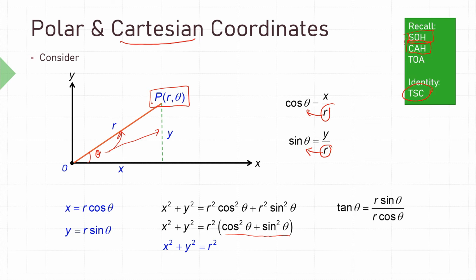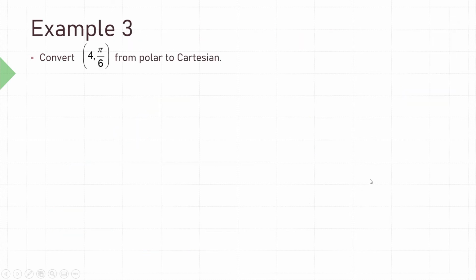You can use this diagram also. Tangent is actually opposite over adjacent, so opposite over adjacent, y over x. So we have tangent theta is equal to y over x. You have to remember this one so that you can convert from polar to Cartesian and Cartesian to polar. All right, so let's look at this example.